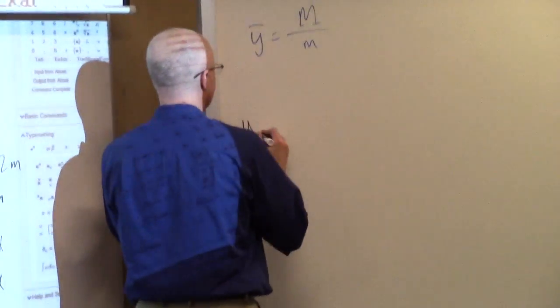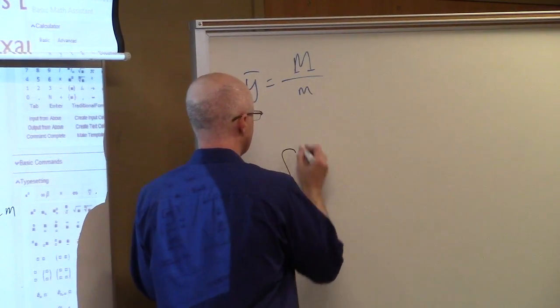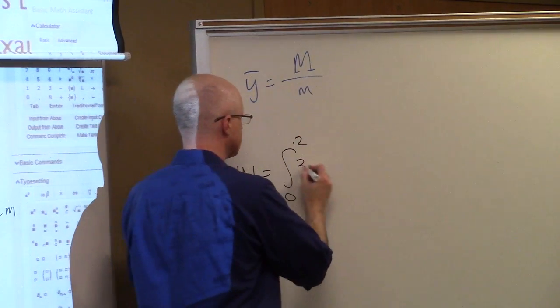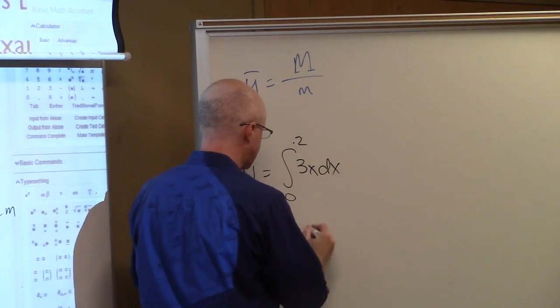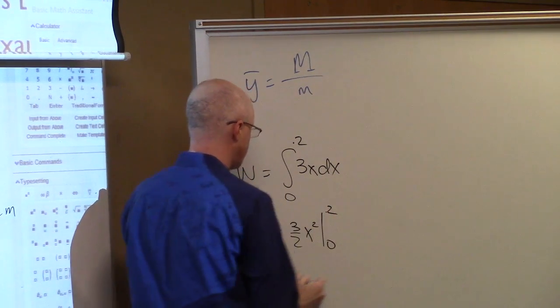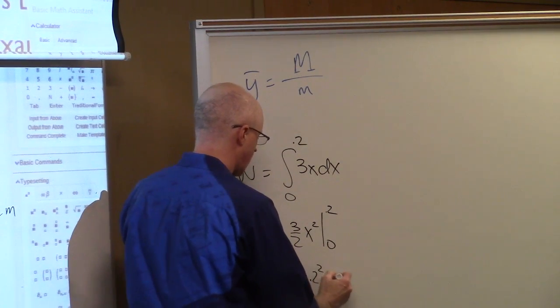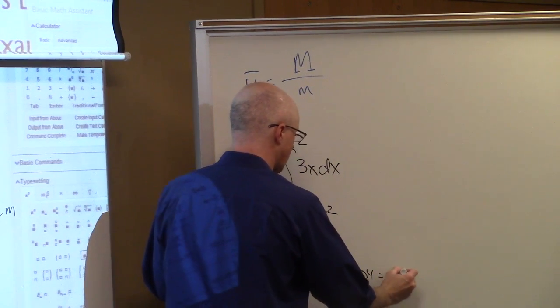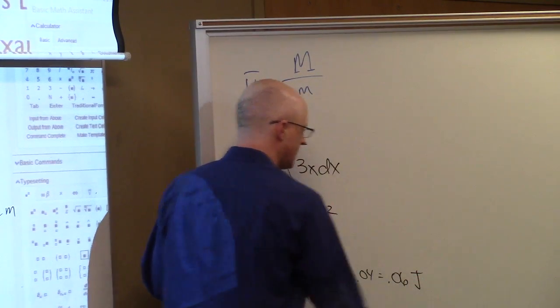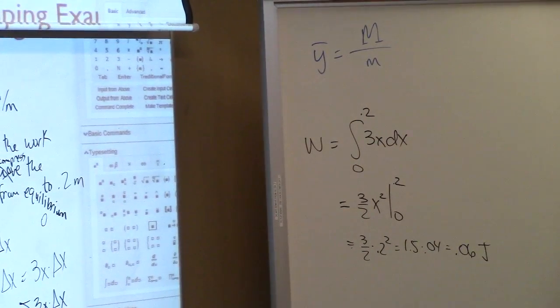And so to find the work done, you let delta x go to 0. In the limit, you get an integral from 0 to 0.2 of 3x. And that would be your work done. This would equal 3 halves x squared, going from 0 to 0.2. 3 halves times 0.2 squared would be 1.5 times 0.04, and that would be 0.06 joules for the work done. Zoom in if that's too small to see from far out. That would be the answer to the question.